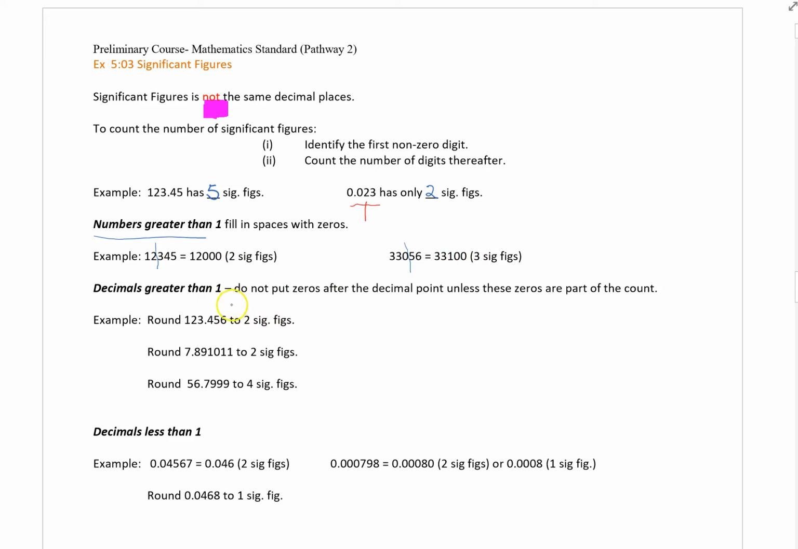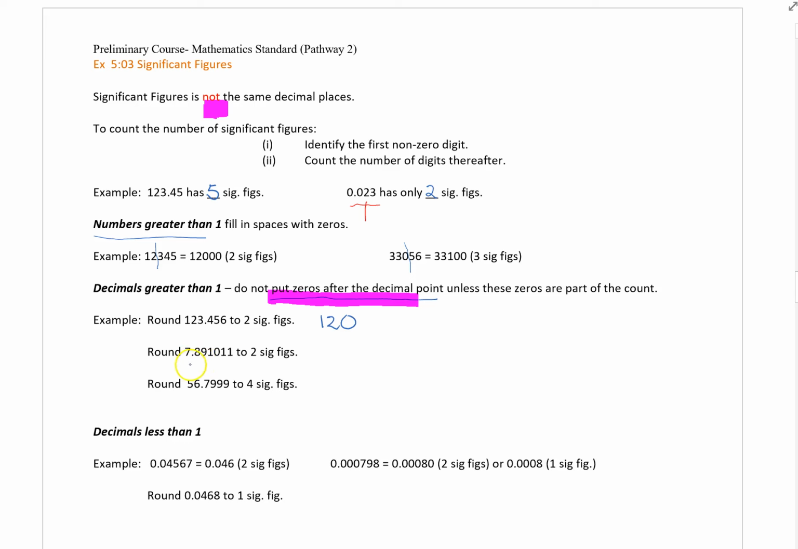Decimals greater than 1 are a little bit different because we don't put zeros after the decimal point. These are really key points. These are the things that need to go in your summary and key points section. And of course, some of these examples would be good to include as well. Now, to round this number to 2 sig figs, it has all these decimal places. We don't replace the decimal point part of it, and it just becomes 2 sig figs. It will become 120.